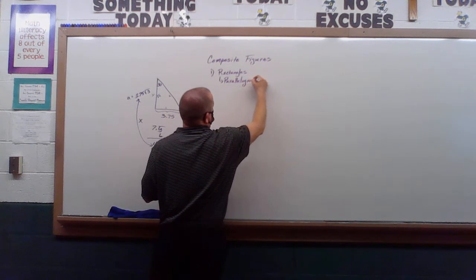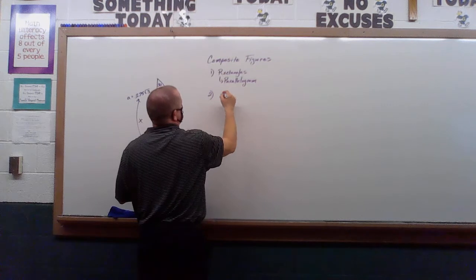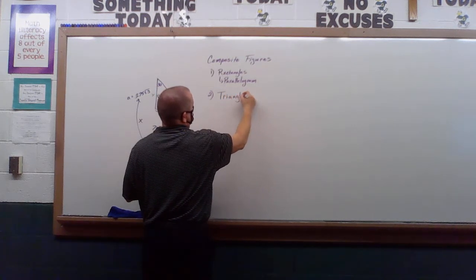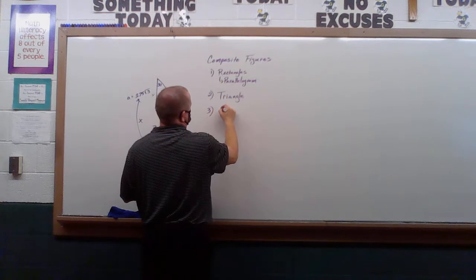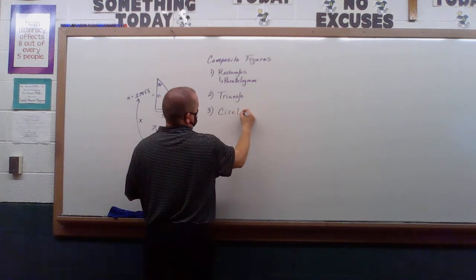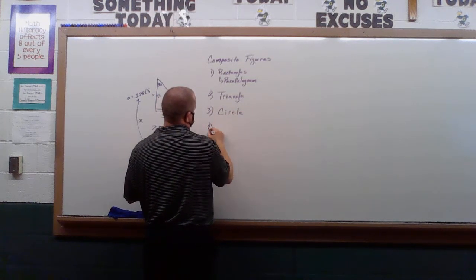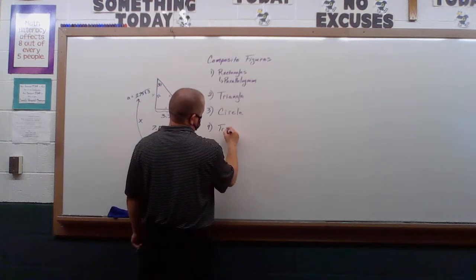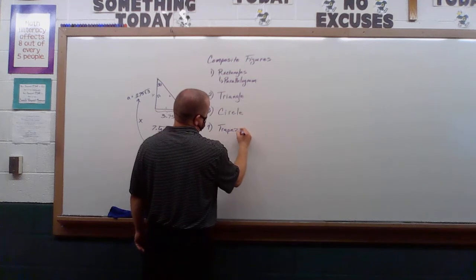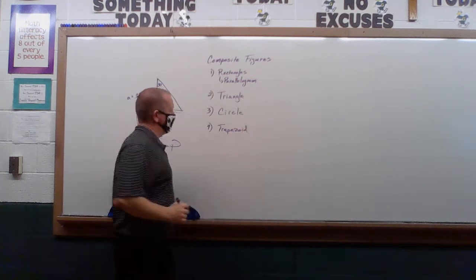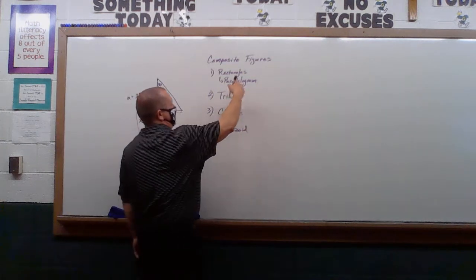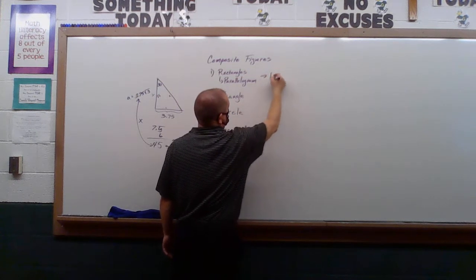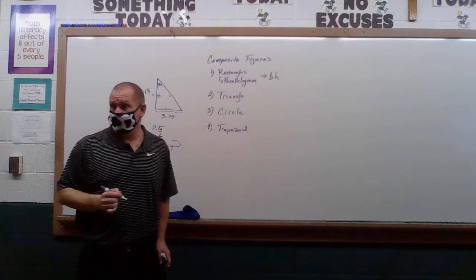The area of a triangle. The area of a circle. These are all things that you should have had earlier on the last quiz, right? Maybe a trapezoid. Probably not, but it's kind of hard to make a trapezoid out of things. But what's the area of a parallelogram? Base times height. Base, little b times h this time, right?